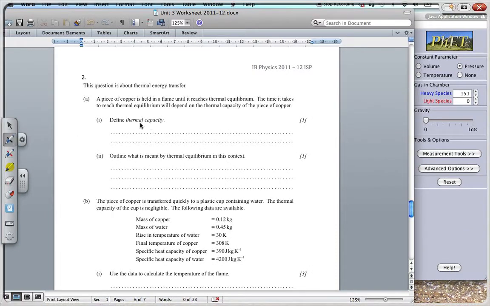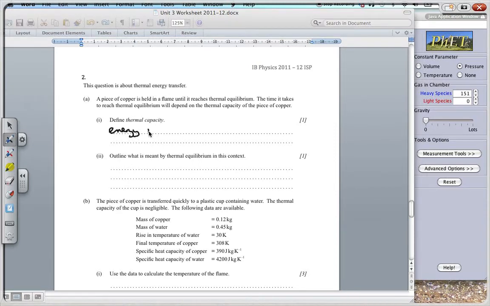Okay, so define thermal capacity. This is the energy required to increase the temperature of an object by 1 Kelvin. Outline what is meant by thermal equilibrium in this context, and let's just read through the question.